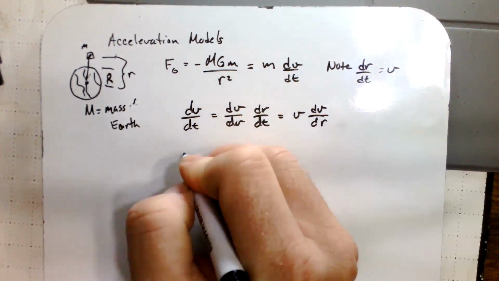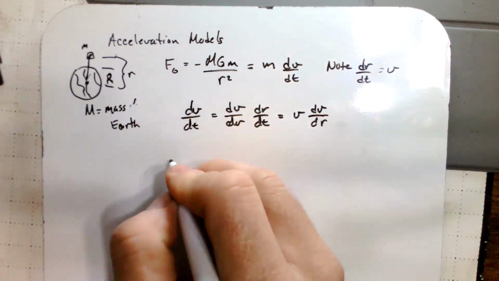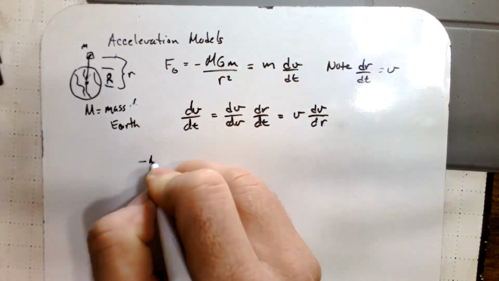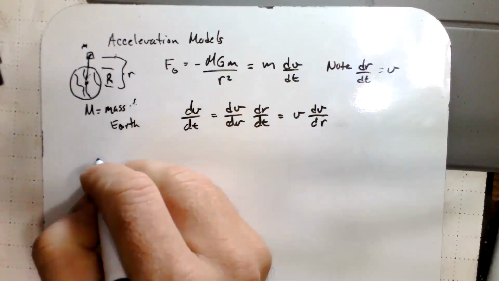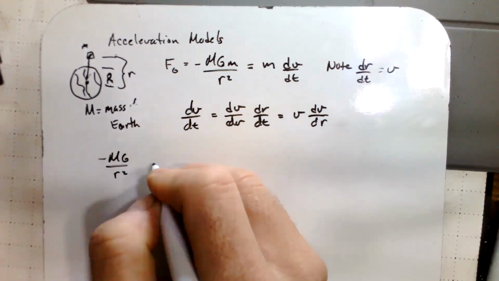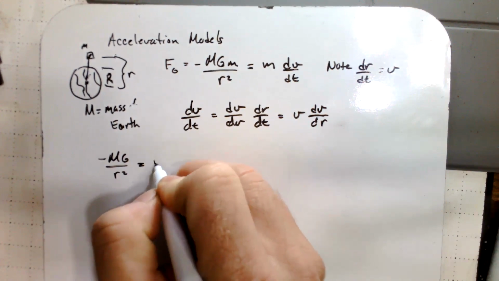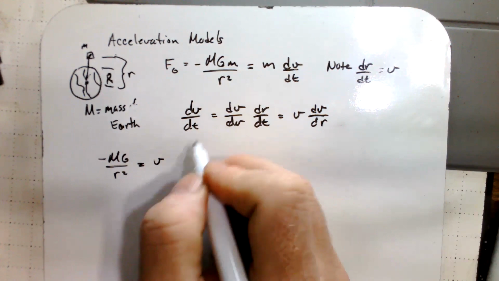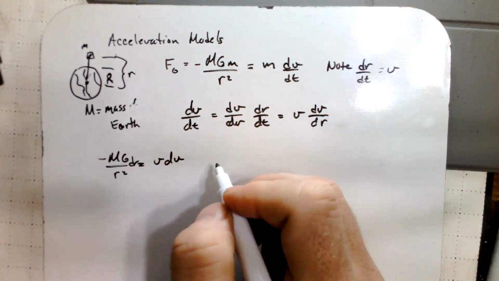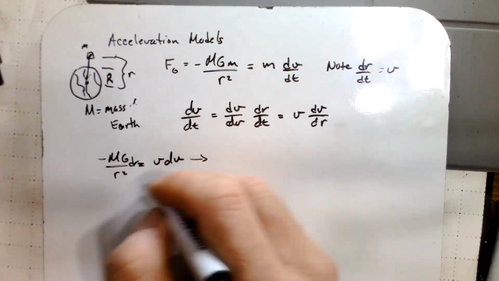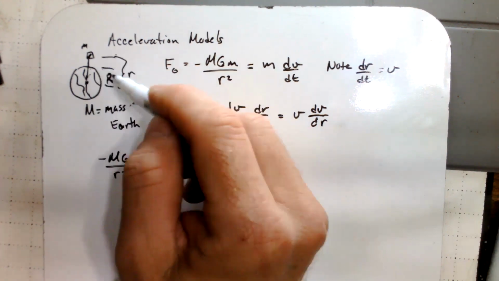And so plugging everything back in, realizing that the mass here and the mass here are in common on both sides, so we can reduce that even further. And so we get negative GM over r squared is equal to v dv, with the m canceling, and we have a dr on this side. Okay, integrating both sides, and realizing that our radius has to stop when it meets the big R here.